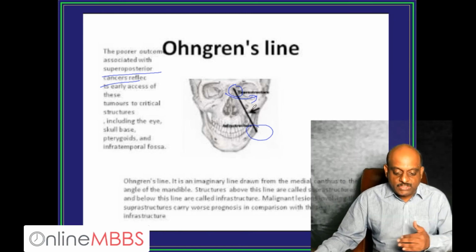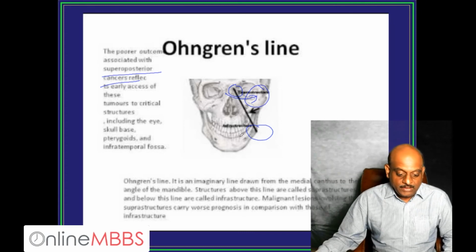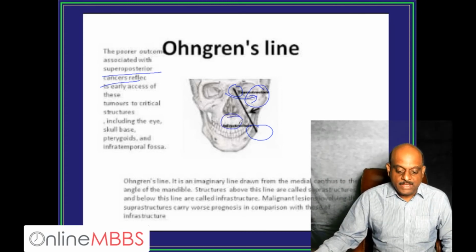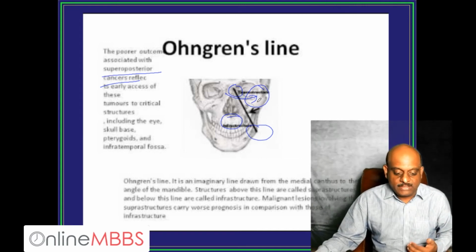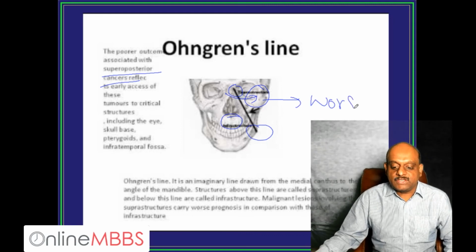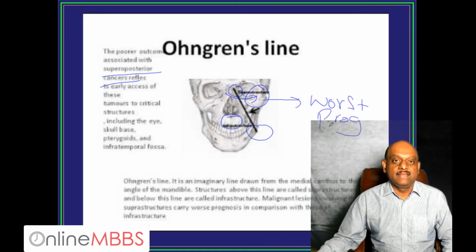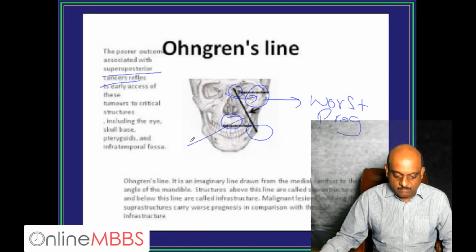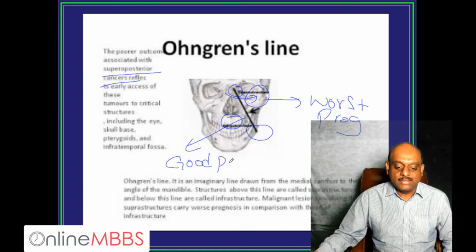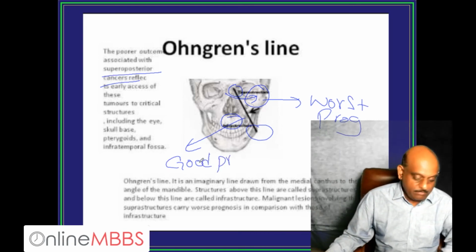Structures above this line are called suprastructures, whereas those below this line are called infrastructures. The malignant lesions which involve the suprastructures carry the worst prognosis, whereas those below carry a good prognosis. That is called Ongren's line, which you have to emphatically remember.